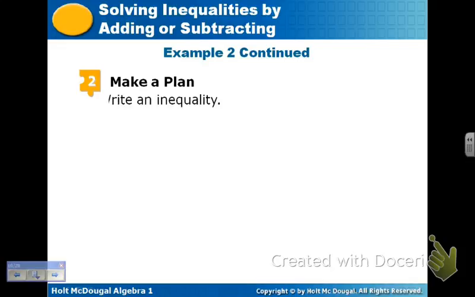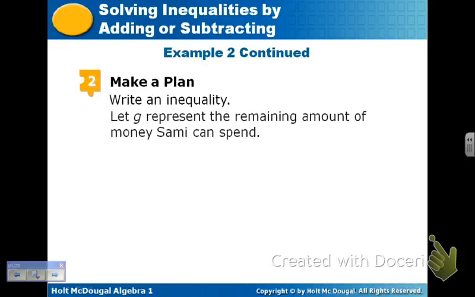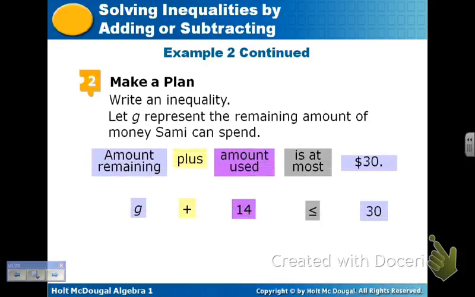Make a plan. So let's write an inequality. Let G represent the remaining amount of money Sammy can spend. All right, so the amount remaining plus the amount used is at most. That means that amount of money has to be less than or equal to 30 because she cannot spend over $30. That's all she has. All right, G plus 14 is less than or equal to 30.